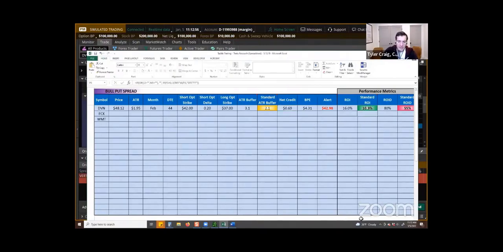Couple of numbers that stick out to me. Number one, the return on investment's 11%, which is great. Okay. That's per 30 days. This being more of a 44-day trade. Over the 44 days, it's actually about a 16% return, which is plenty.